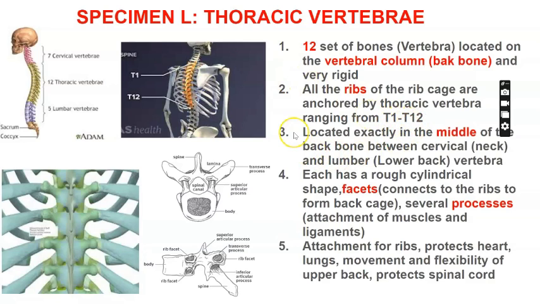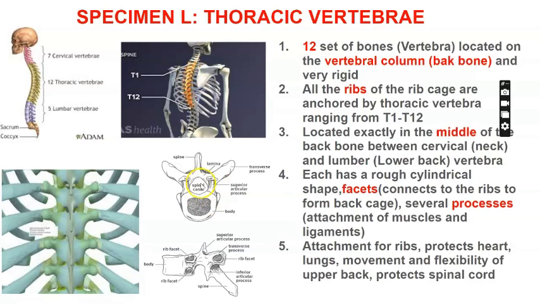Then the location: exactly, they are located in the middle of the backbone, between the cervical, that's the neck vertebrae, and then the lower back vertebrae, known as the lumbar vertebrae. So you can see in between the cervical vertebrae and the lumbar, we have the thoracic vertebrae. It is used for the attachment of ribs. It also protects the heart, it also protects the lungs, and it aids flexible movements in the upper back. It also protects the spinal cord.